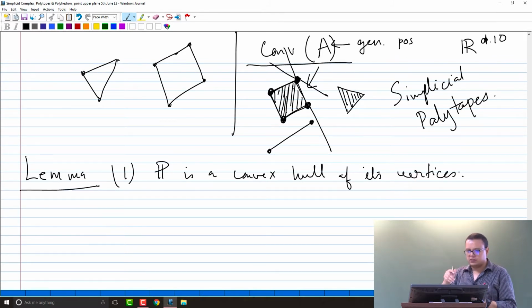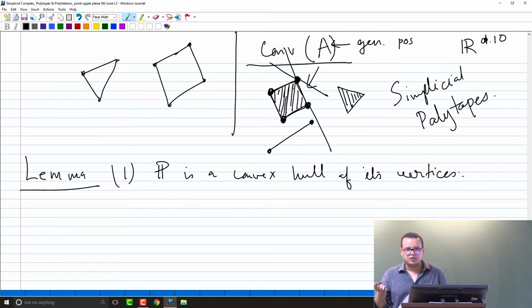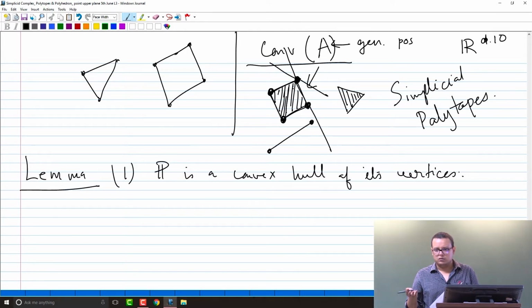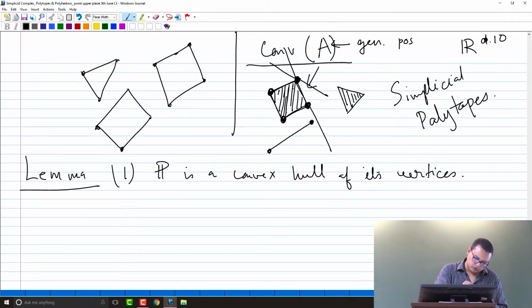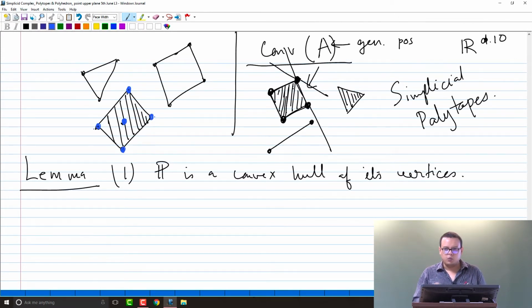See, all the points of the set A may not be a vertex. Let us say the 5 points are like this in R 2. The convex hull is this square. The center point, the point here, is not a vertex. The vertices are only these. So, what I am saying is slightly stronger than just saying the convex hull of the set A. It should be the convex hull of the vertices.